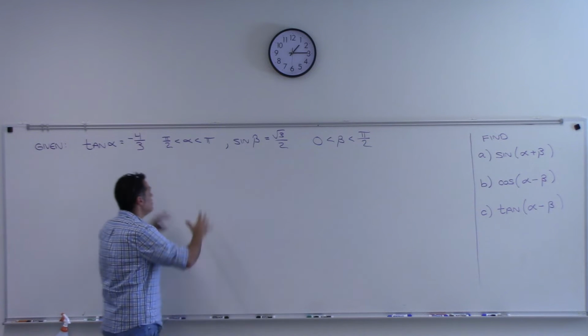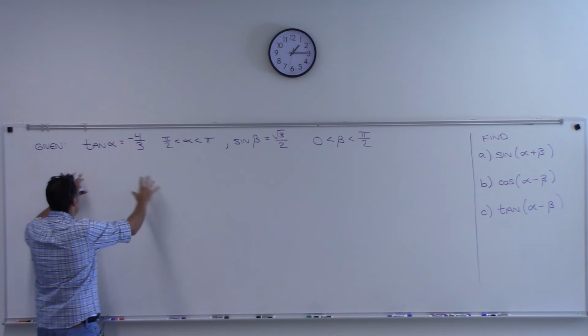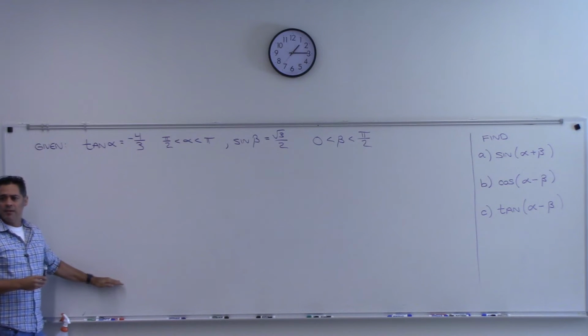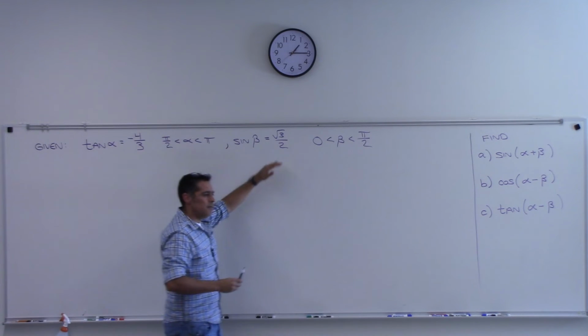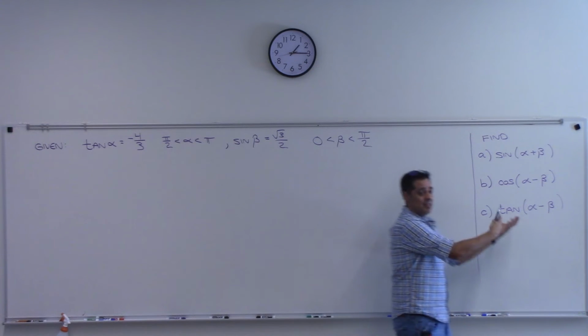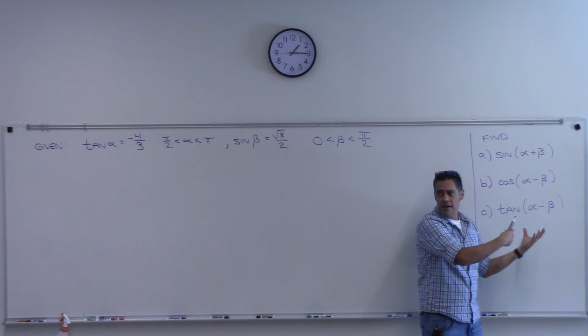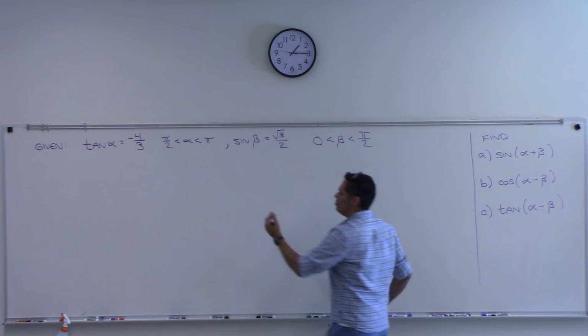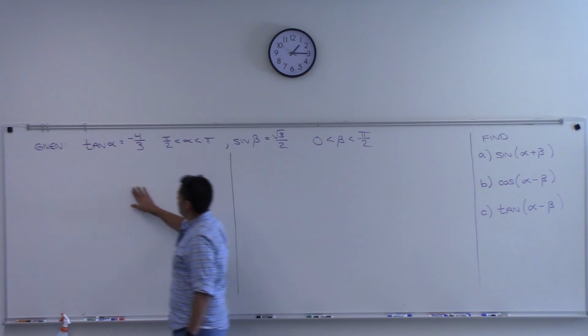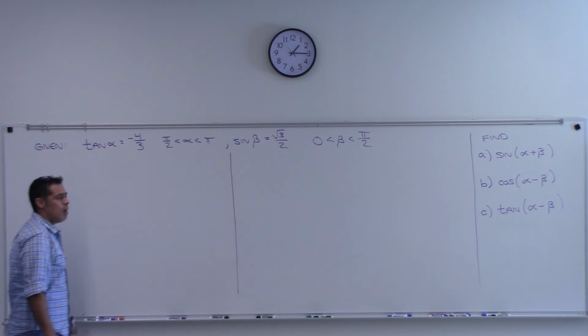So I'm going to look at this as like two separate problems. I'm going to use this information to figure out everything I need to know about alpha, and then I'm going to use this information to figure out everything I need to know about beta, and then I'll use that information together to answer these, all right? So this is almost like two separate little problems we're doing here. Over here, first thing I'm going to do is figure out what quadrant I'm in.